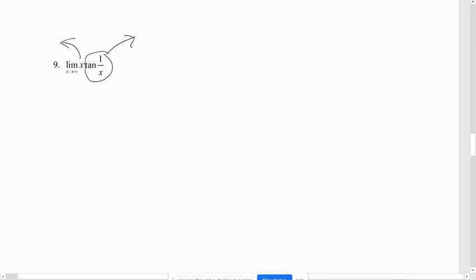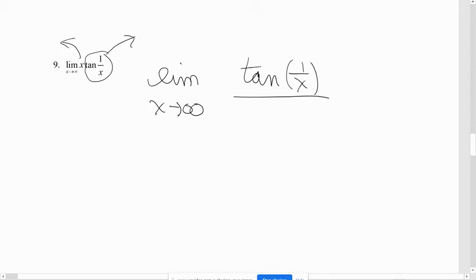So I need to rewrite this. I'm going to rewrite this as the limit, in this case, as x approaches infinity. If you plug in 0, you're going to get 0 in the numerator, which is, by the way, the tan on top, and 0 in the denominator, which tells us we can do L'Hopital's for part B.